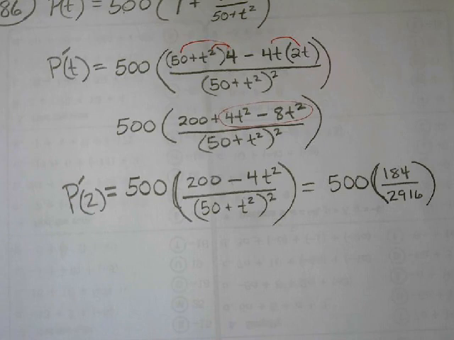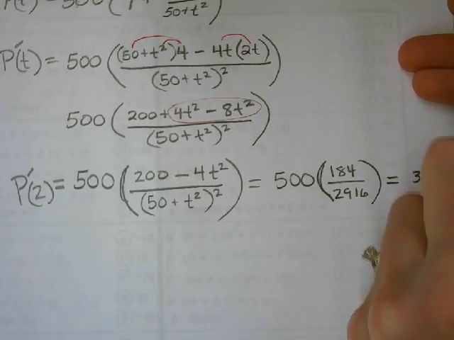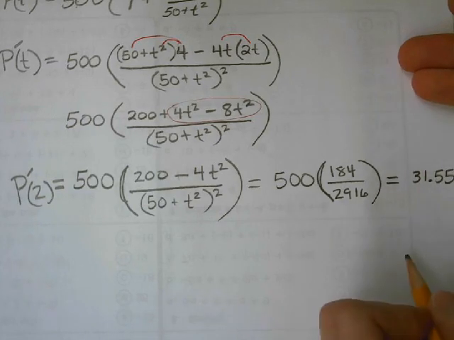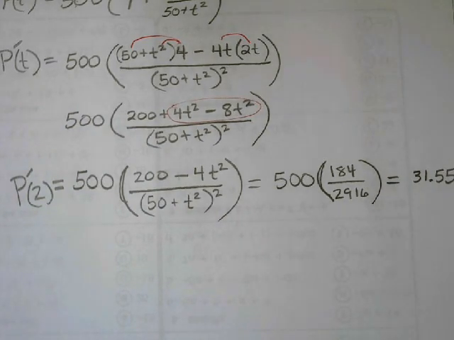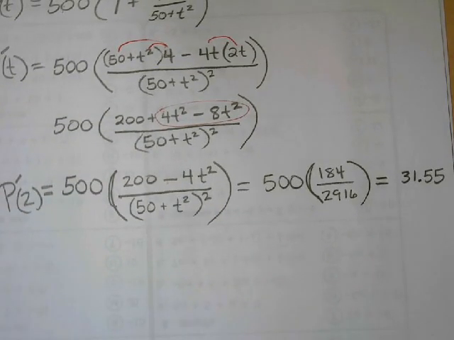500 times 184 over 2916. Put it as a decimal. There it is. I got 31.55. And that's the rate of change, how much the population of this bacteria is growing, bacteria per hour. Yeah, they take a little bit, these story problem ones.